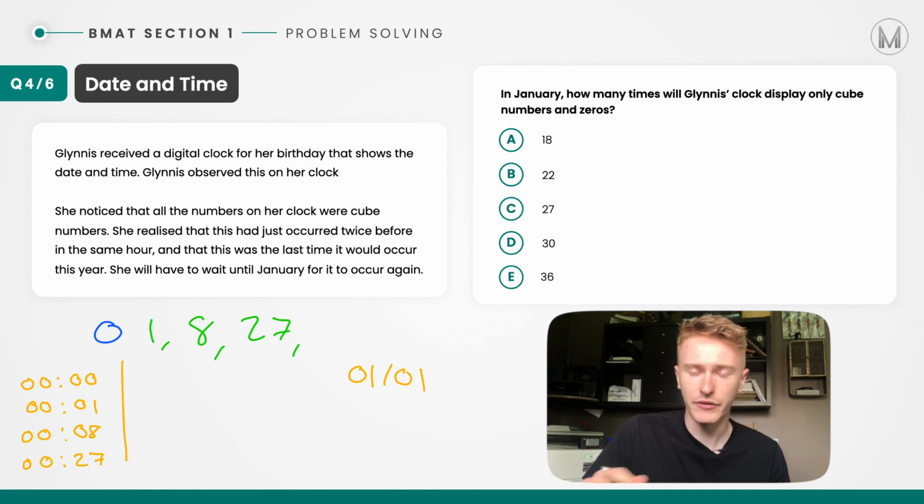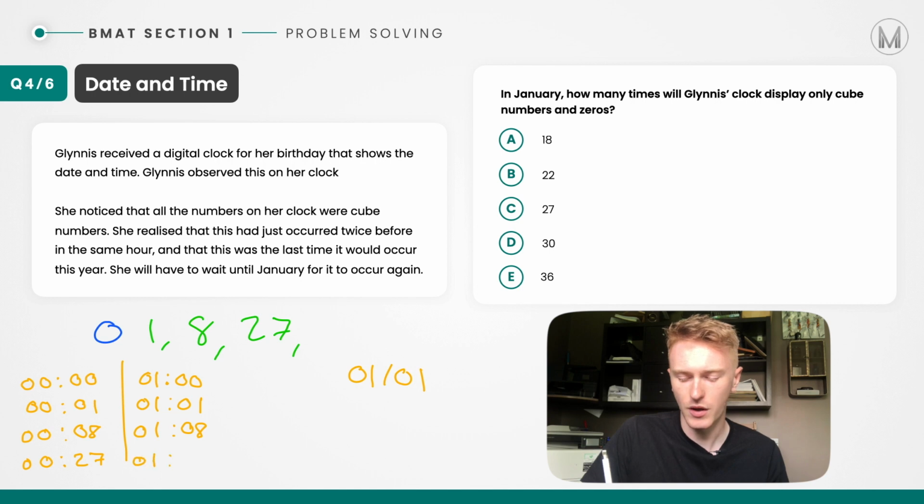Now let's do the same thing for the hour 01. 01, 00, 01, 01, 01, 08, and 01, 27. Now let's do yet again the same thing with hour 8.